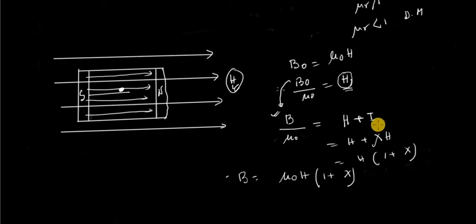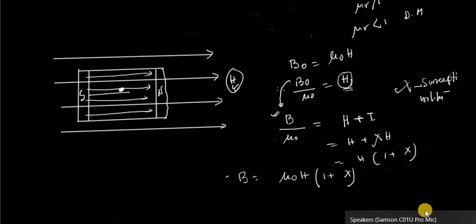So H plus I. How is I developed? I is equal to chi H. I have already mentioned I is equal to chi H. Chi is the susceptibility of the sample. This is your susceptibility.